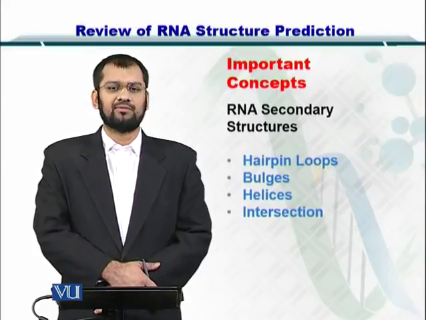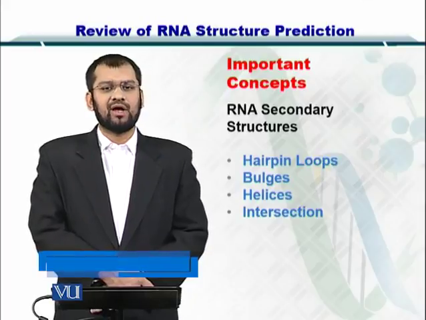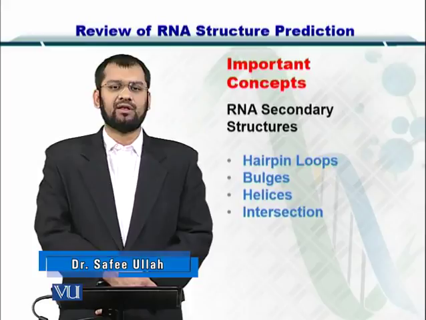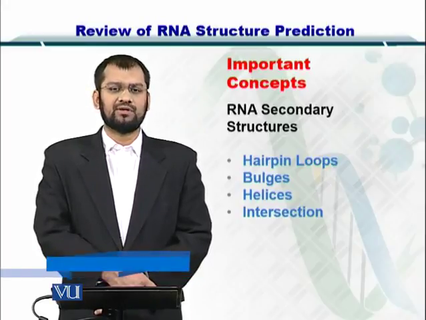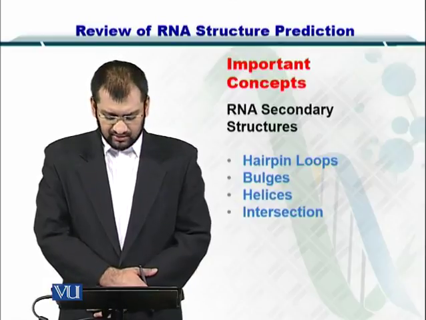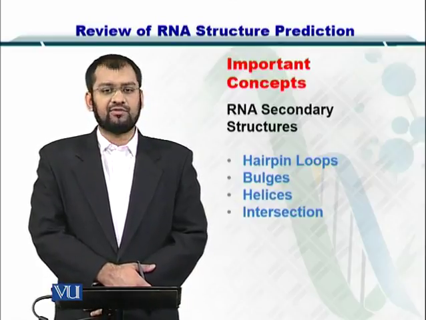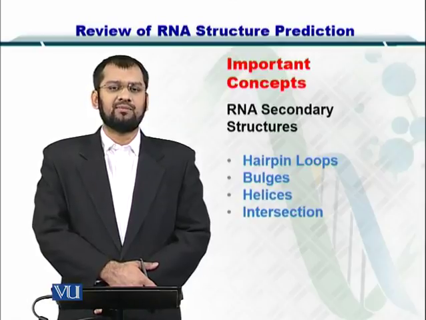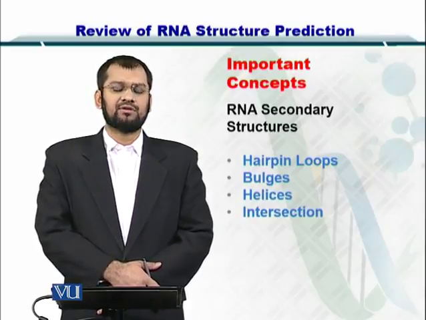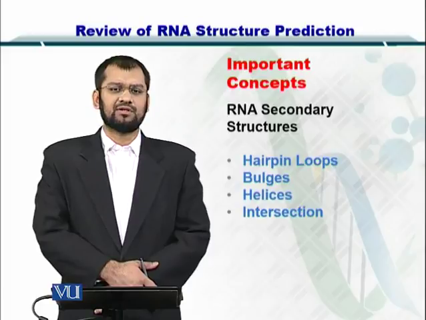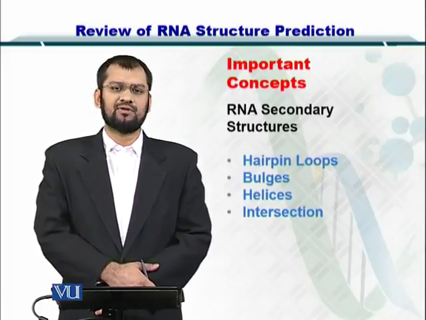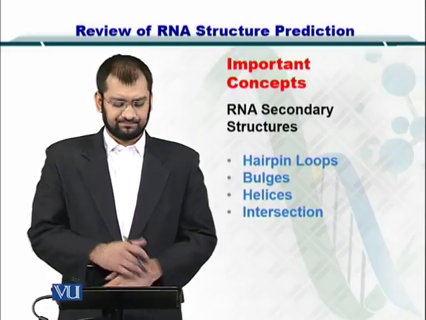RNA molecules. We came to know that there were 4 general types of secondary structures in an RNA molecule. These included the hairpin loops, bulges, intersections, and the helices. So these secondary structures come together to create tertiary structures, and then the tertiary structured RNAs go on to perform a variety of functions within the biological system.